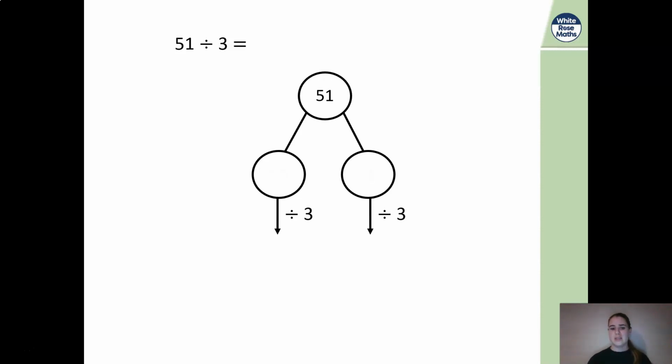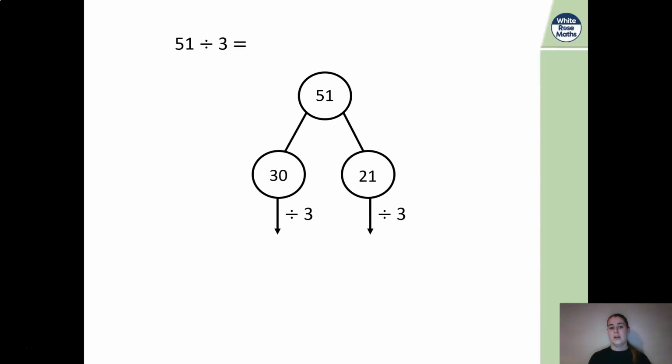So we need to think of some different numbers that are both multiples of 3 that we could divide that would total together to give us 51. So I'd pause the video and have a think. What 2 multiples do you think we could use for the number 51 that are both multiples of 3?